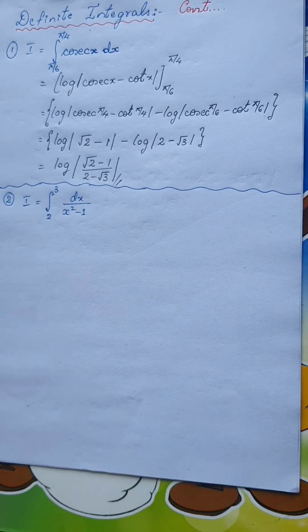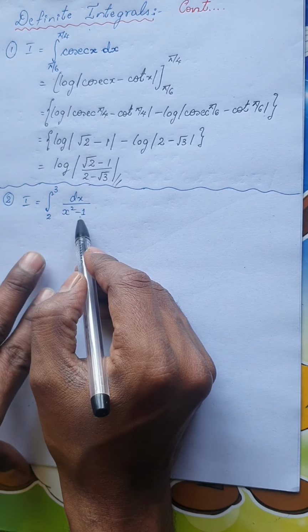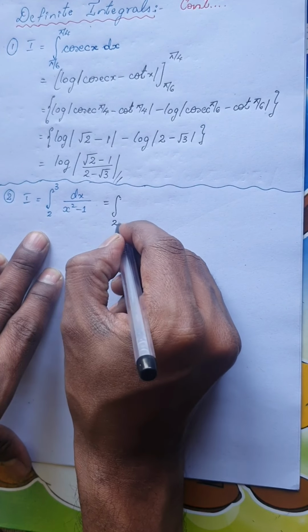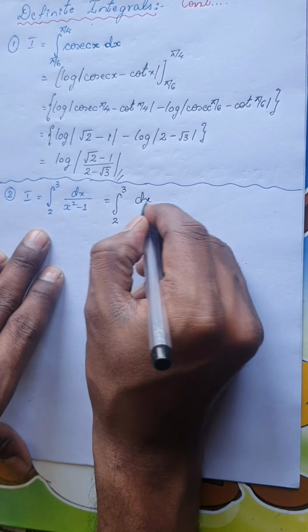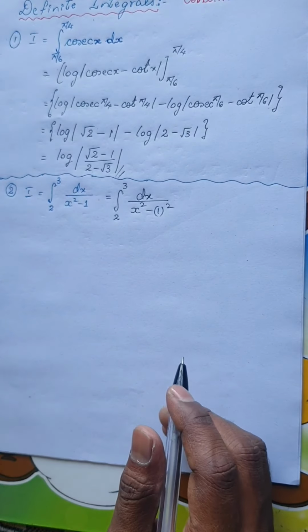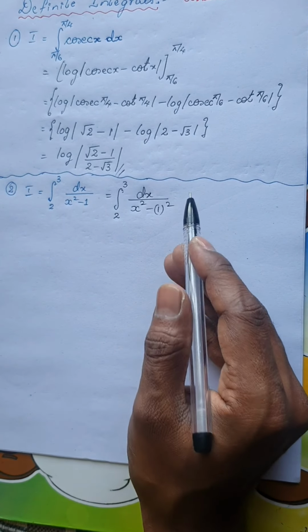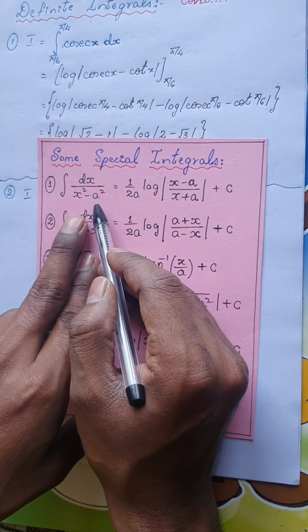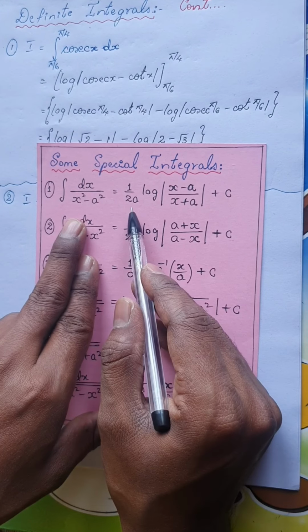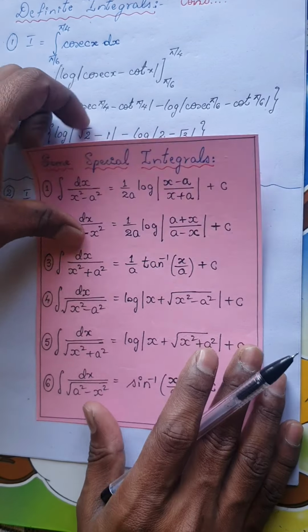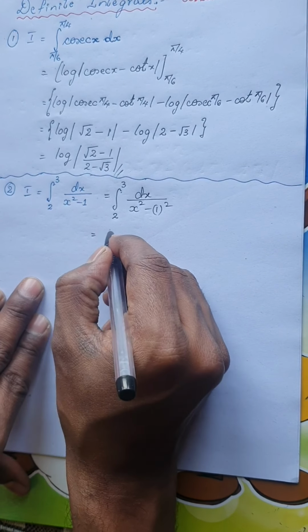So the next integral we have is the integral between the limits 2 to 3 of dx divided by x square minus 1. You can rewrite this as the integral between the limits 2 to 3 of dx divided by x square minus 1 square. I think this looks like a standard result which I have already proved for 5 marker questions. The integral of dx divided by x square minus a square is 1 by 2a into log of x minus a divided by x plus a.